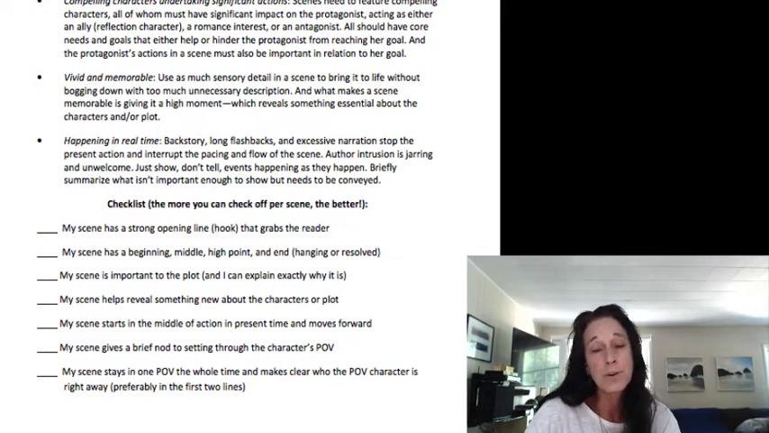My scene's important to the plot. I guess we've talked about that too. My scene helps reveal something new about the character or the plot. Again, that's about advancing the plot. My scene gives a brief nod to setting through the character's point of view. We talked about that. My scene stays in one point of view the whole time.